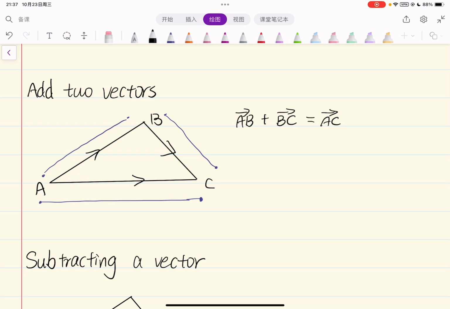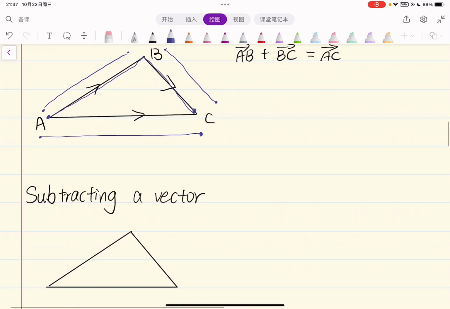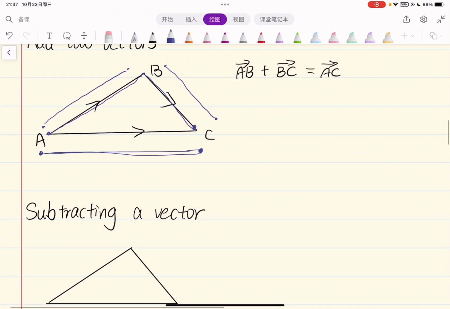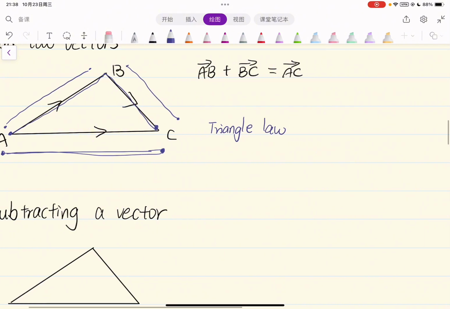Just imagine that you walk from the point A and then to the point B and then to the point C. But your final destination is the point C, which means you start from the point A to the point C. Thus you have the vector AC. Here we use the triangle law for vector addition.